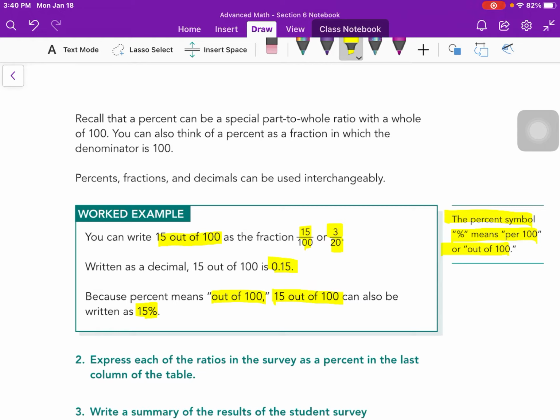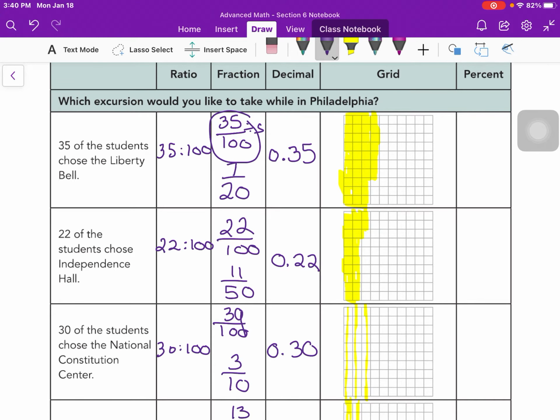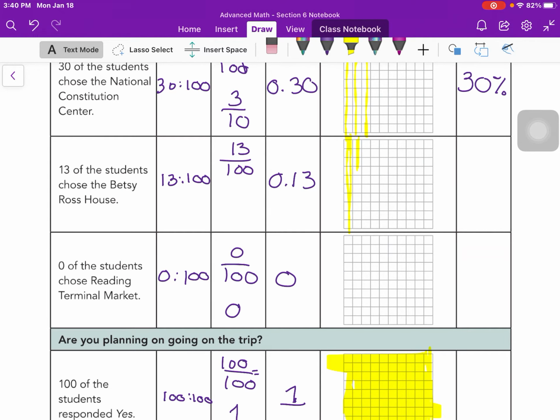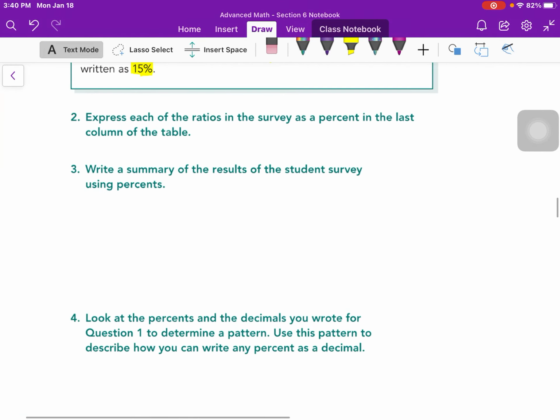So it says express each ratio in the survey as a percent in the last column. So let's go back and do that. So basically 35/100ths means 35% of the people want to go there. 22 out of 100 means 22%. 30%, 30 out of 100. 13%, 0%, and if everybody wants to go, that's, you guessed it, 100% of the group that would like to go.